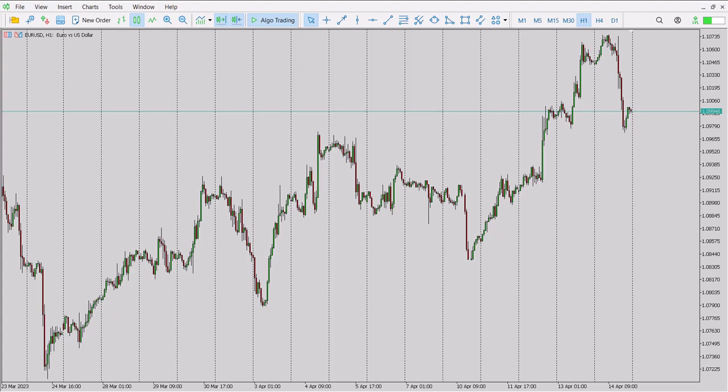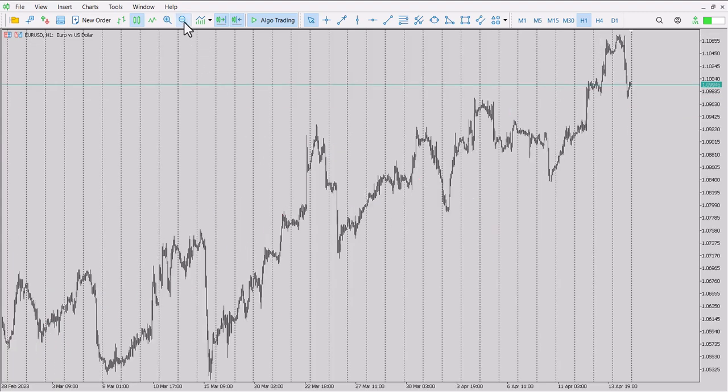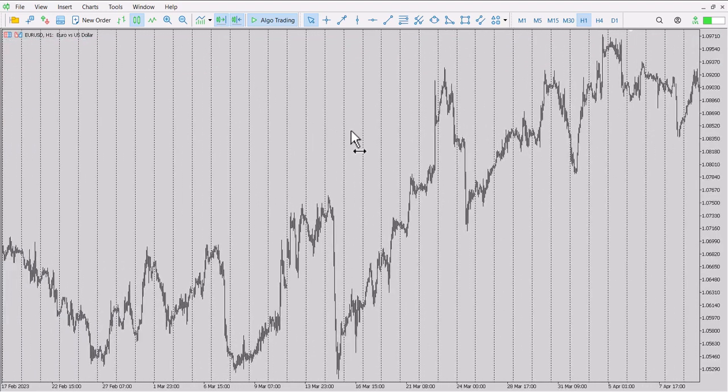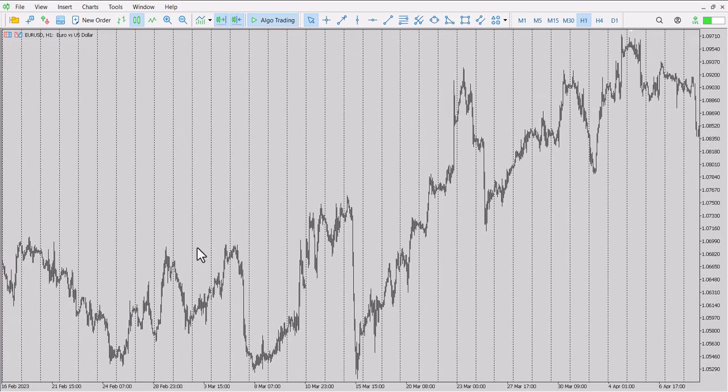Hello traders, today we want to analyze Euro USD in a fractal way. So this is a 1 hour chart and we have to find the beginning of a trend. So we zoom out and let's look at the chart. As you can see, we have a kind of a sideway here.